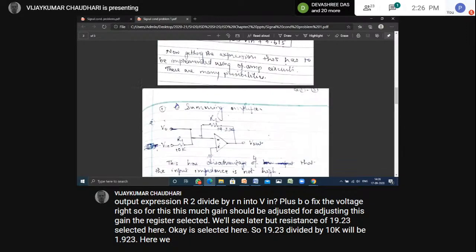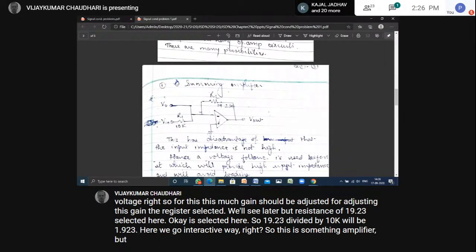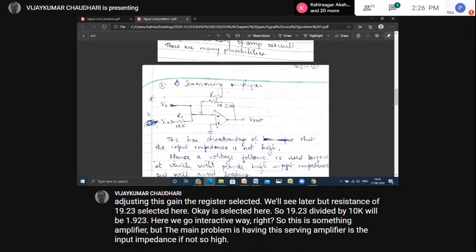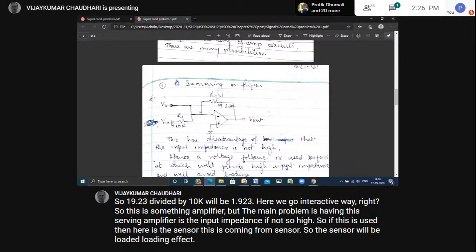So this is a summing amplifier, but the main problem is that the input impedance is not so high. So if this is used, then here is the sensor. This input is coming from the sensor. So the sensor will be loaded. Loading effect will occur, right? This circuit will draw current from the sensor itself, and the output will not be correct.